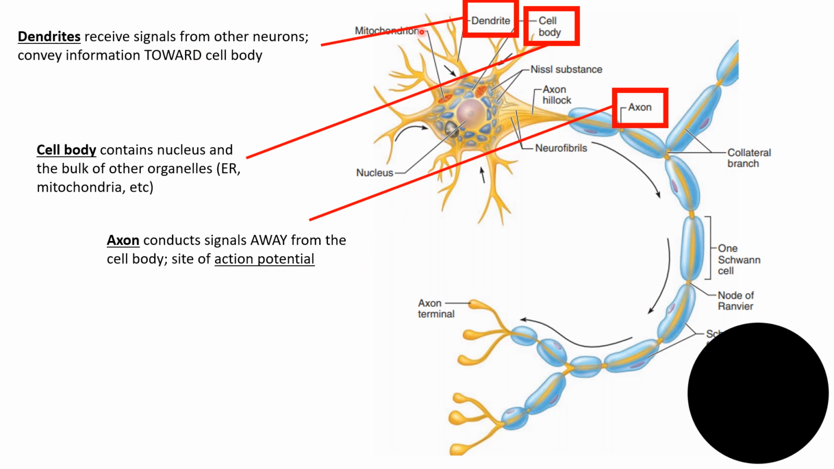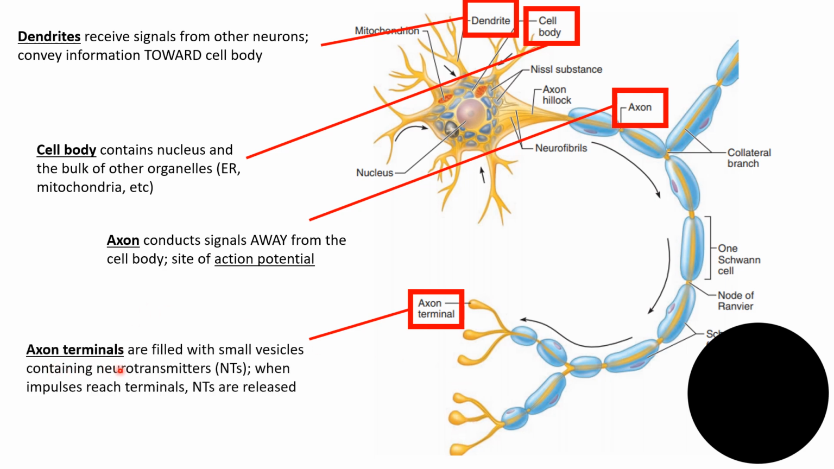So dendrites receive a signal from other cells or maybe from the environment. They send signals toward the cell body. The signal goes through the cell body and into the axon, and the axon will send an electrical signal away from the cell body. Eventually, that signal will reach what we call the axon terminal. There are multiple terminals coming off of an axon, and axon terminals are filled with small vesicles, little packets that contain neurotransmitters.